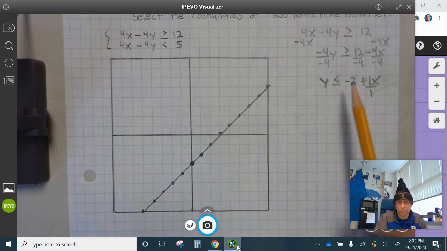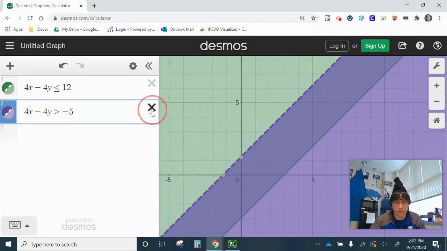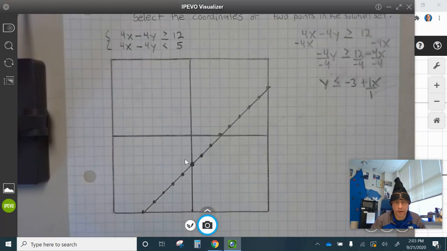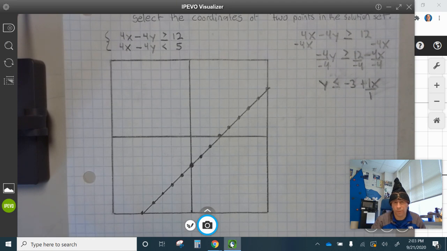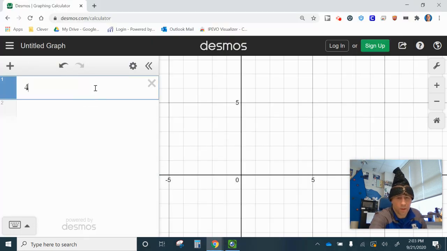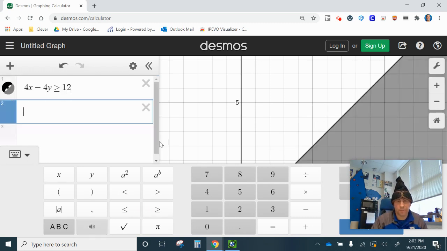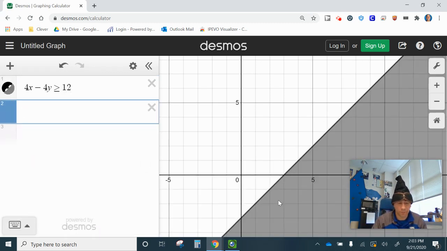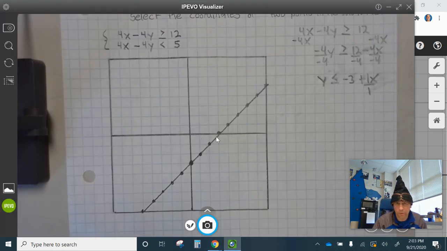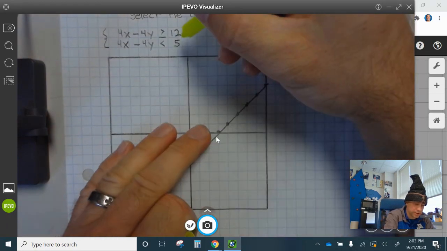It's less than, so we shade below, but let's go ahead and use Desmos to verify that. And again, I'm going to go back and I'm going to type in the original inequality, so 4x minus 4y greater than or equal to 12. Okay. So the shading looks below, so we're good there. And let's just check a few points. 0, negative 3, that's good. And then 1, 2, 3, 0. 1, 2, 3, 0, so the points are good there. Okay, so I'm going to shade this in yellow.